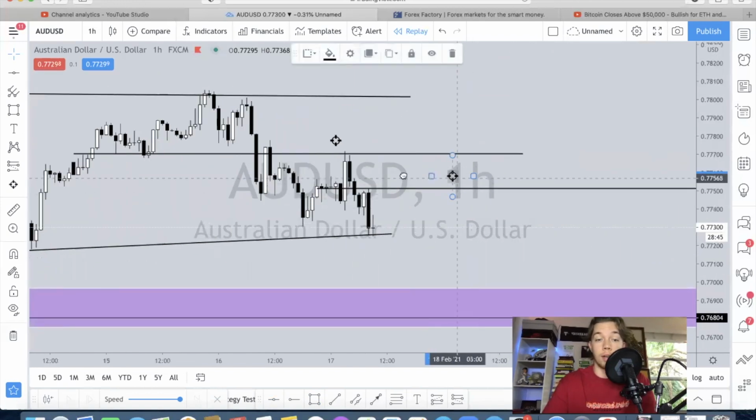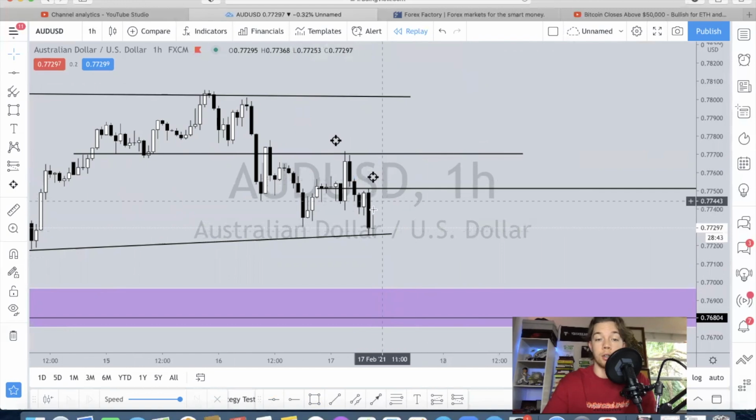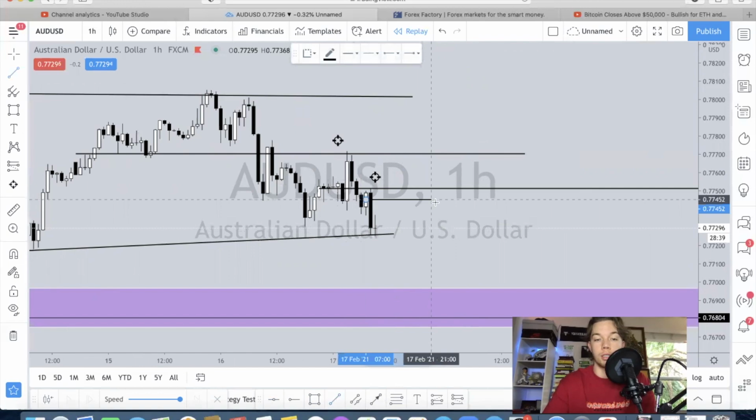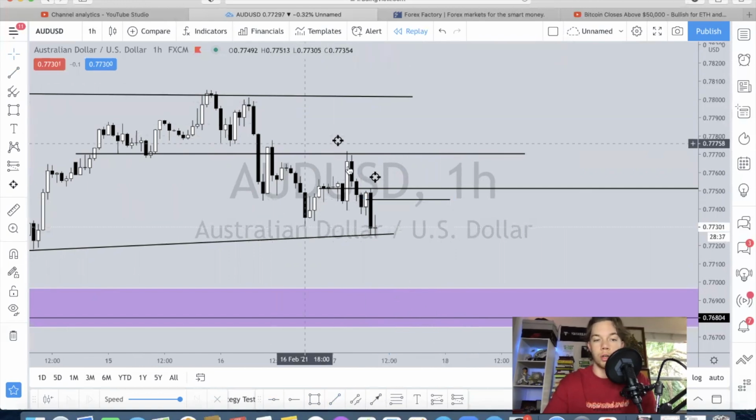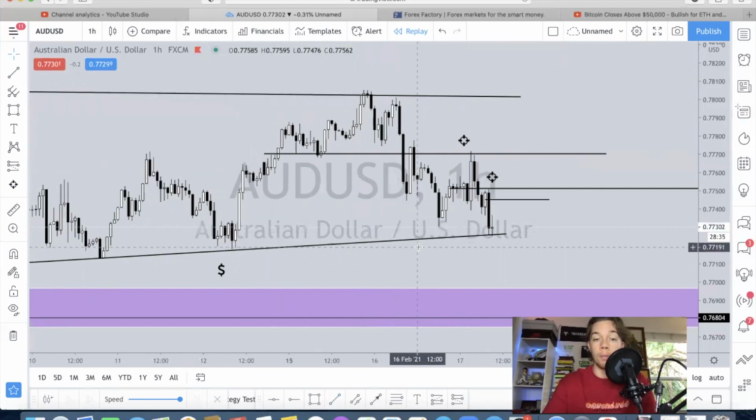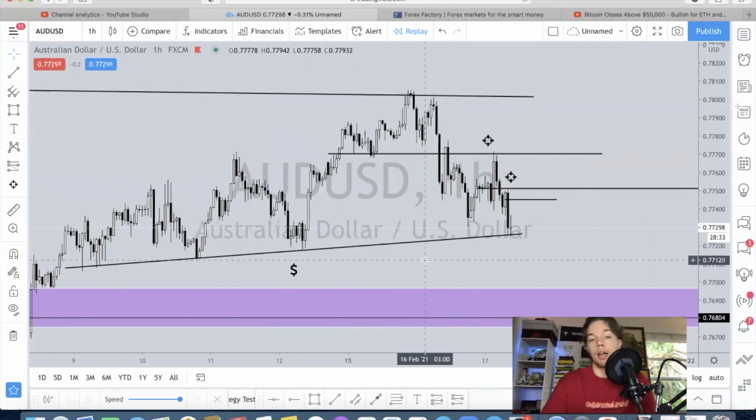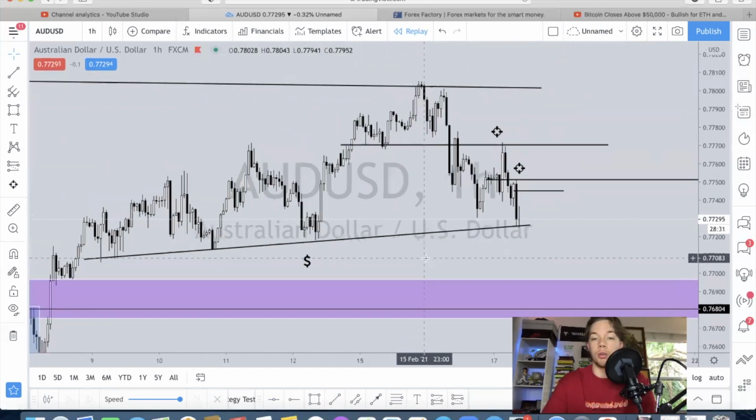Overall, you can see that they've actually already done that little test here. Again, just like GU, could they come up and maybe catch 50% of this still? Absolutely. That's what we're doing. We're just walking price back down. But I'm going to stay bearish on AUD USD as well.